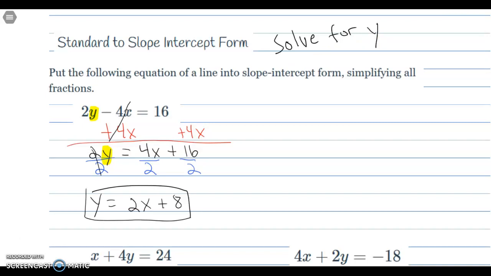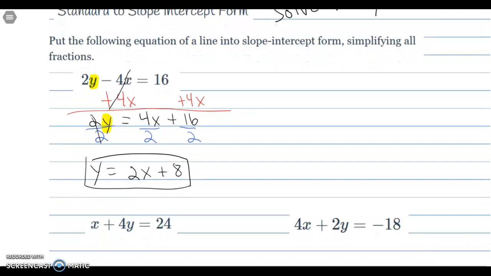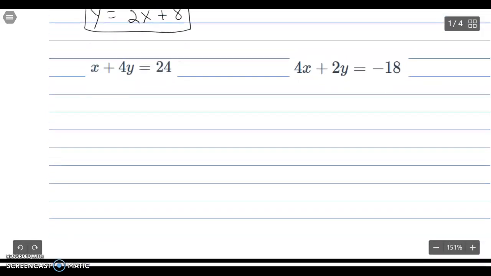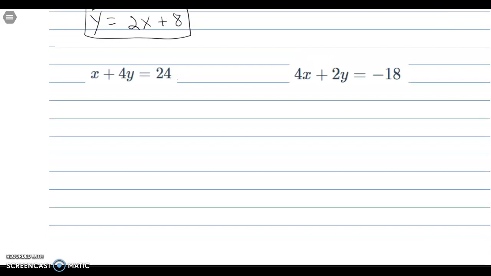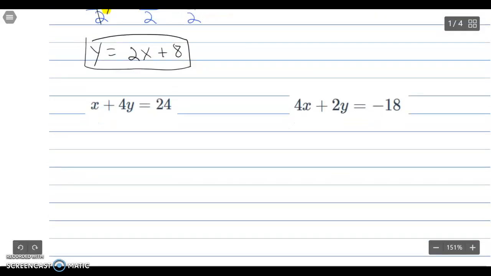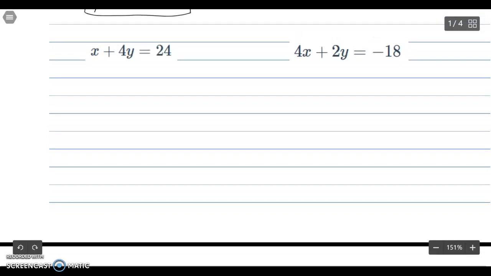Okay, go ahead and pause the video here and see if you can solve both of these right here. All right, let's take a look at the first one. On this one, they kind of move the x over in a different spot, but you still do the same thing. You make sure that you solve for y, okay?